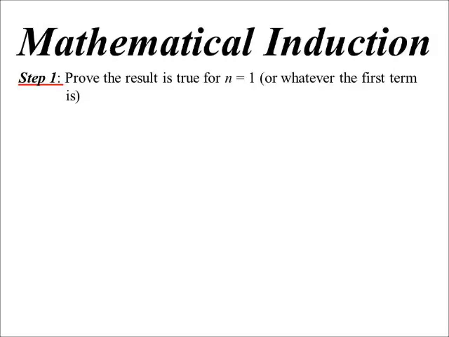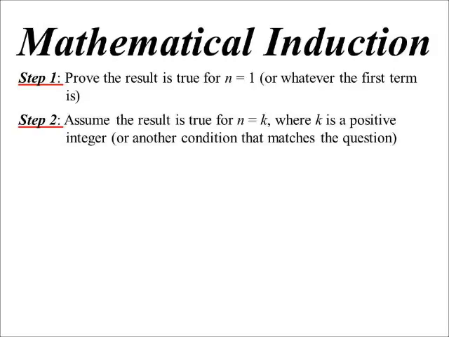Once we've proven that, in comes the assumption. I'm going to assume whatever we're trying to prove is true for n equals k. A lot of people use k, where k is some positive integer or whatever condition matches the question. If it was an even number, we'd say k is some even number. We basically match what we're trying to prove. Then we prove it true for the next case, the next number. So we assume it's true for a case, and using that, we prove it's true for the next case.